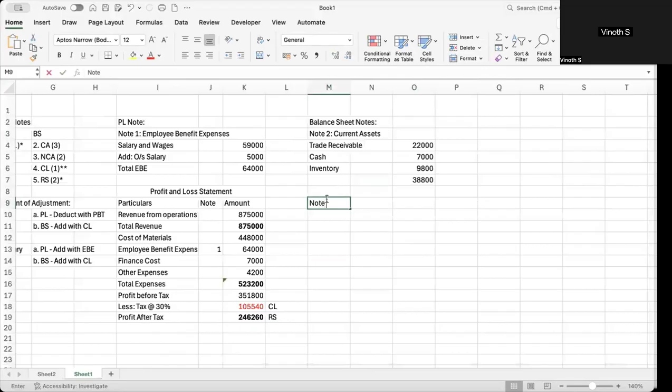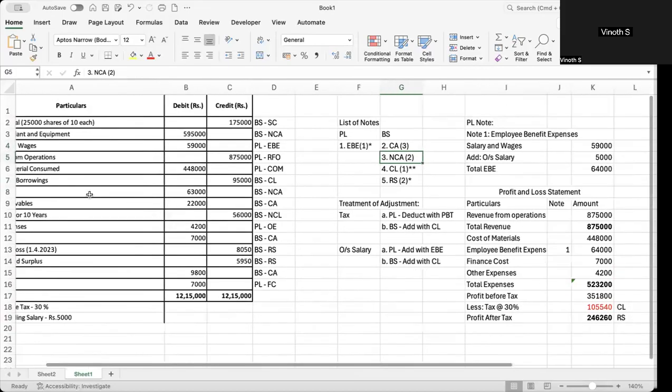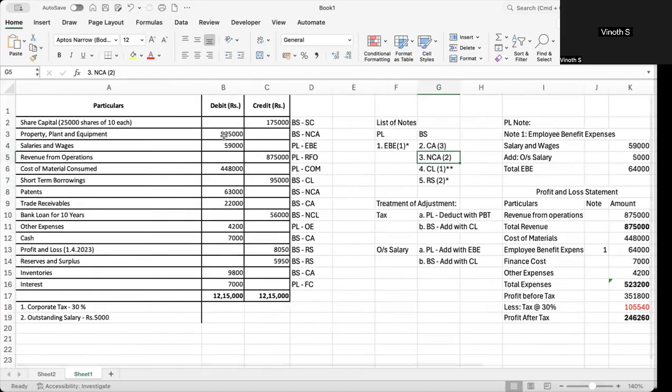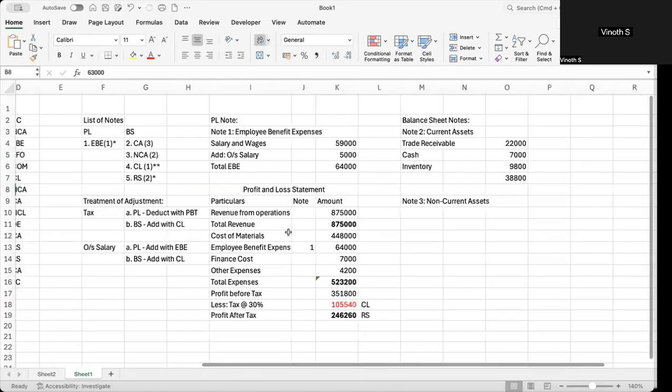Second, note 3, non-current assets. Under the non-current assets, how many are there? Maybe we can put a small tick also if you want. See, note 2 talks about current assets, 3 items, and all the 3 are appearing. So we are done properly. Now we are moving to the non-current assets. The 2 items. One is property, plant and equipment, 5,95,000. Second is patent, 63,000.